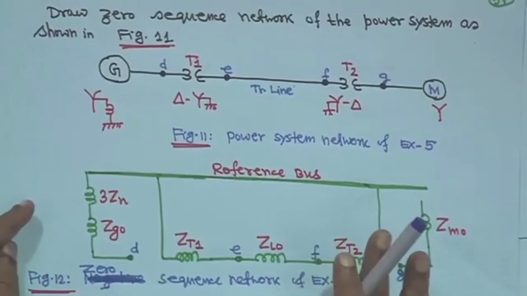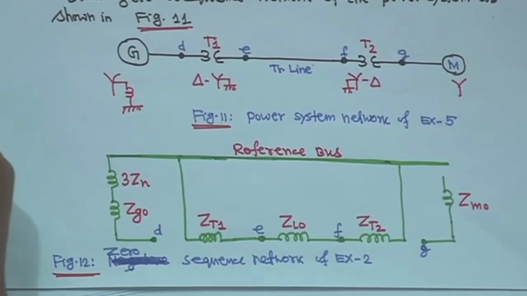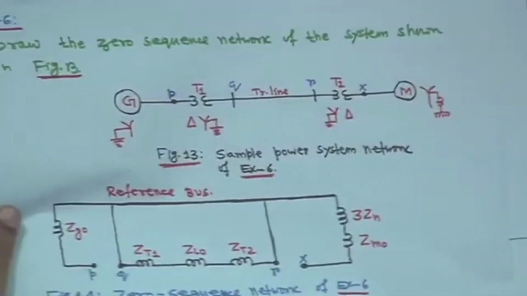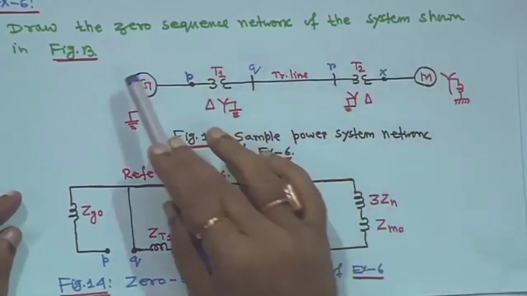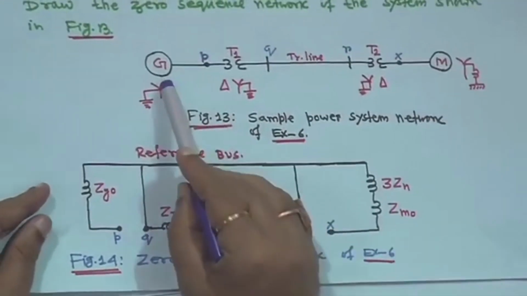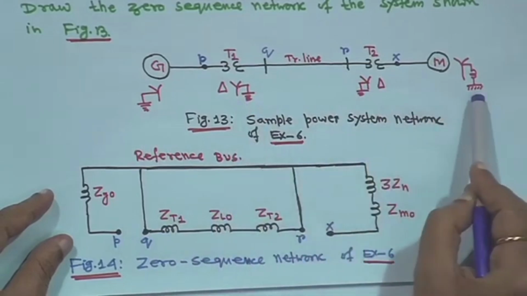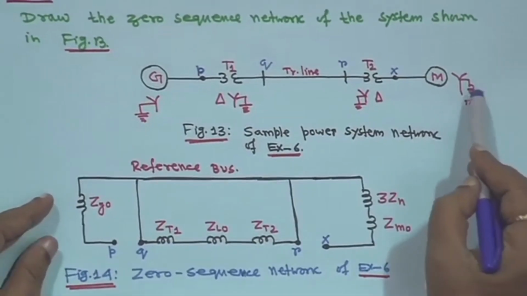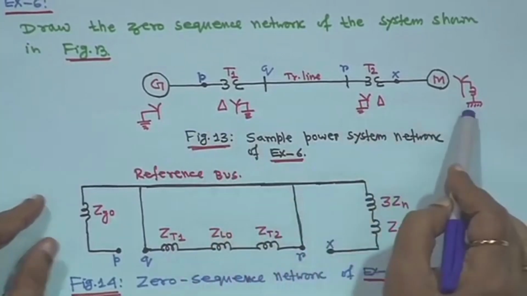Hope you have this. Only try to understand the zero sequence; positive and negative are simple. Next is this one: you have to draw the zero sequence network of the system shown in figure 13. So, this generator is grounded, this is delta-star, star-delta, and this is star, grounded. There is no difference except one thing: in the previous problem it was ungrounded. Now, here we have made it grounded, nothing else.